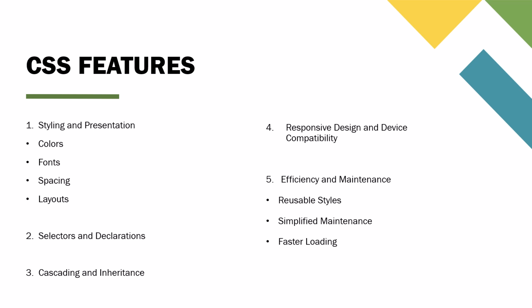The third one is cascading and inheritance. The styles cascade down from parent elements to children unless overridden. So it's overriding. Specificity and the important rule can affect which styles apply.